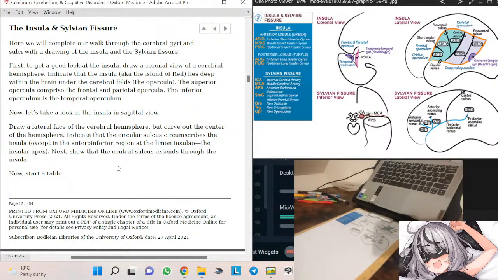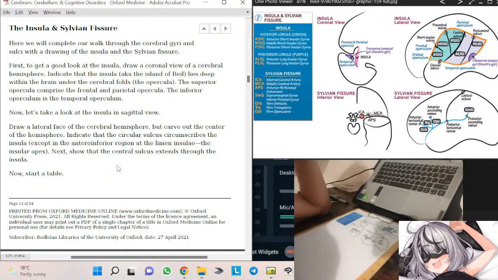Now let's take a look at the insula in sagittal view. Draw a lateral face of the cerebral hemisphere, but carve out the center of the hemisphere. Indicate that the circular sulcus circumscribes the insula, except in the anteroinferior region at the Limen Insulae, the insular apex. Where is that?